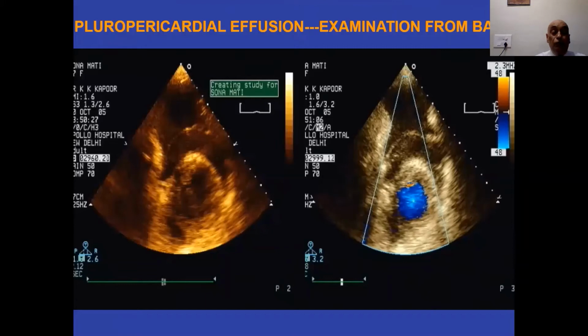Again, the view from the back is very important. You should never miss it in any patient, especially when you want to look for pleural effusions. In patients with elevated LV EDP, in patients with heart failure, you have to look for pleural effusions also.